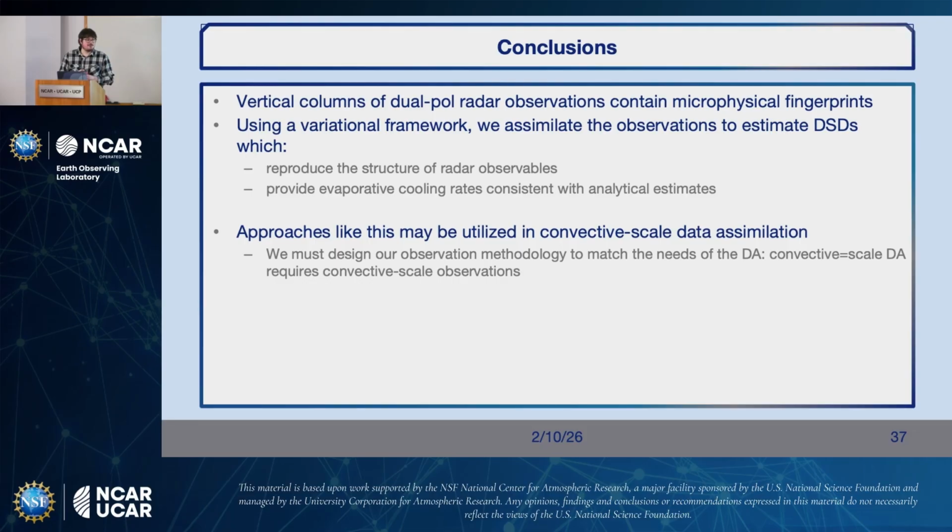Something like this might be able to allow us to bridge a gap between more mesoscale data assimilation and convective scale data assimilation. However, we need to design our observation strategy to match the needs of a convective DA system. It requires observations of these small scale features that are just really, really challenging to get to.